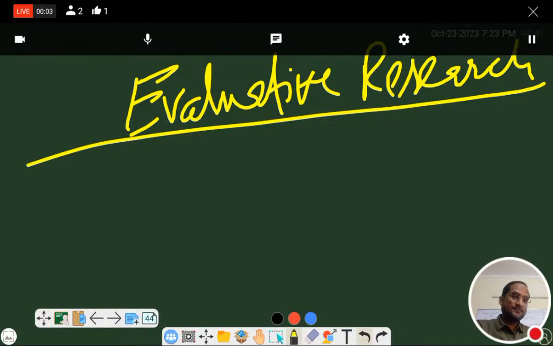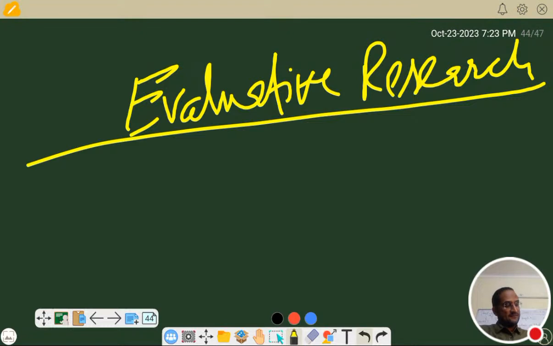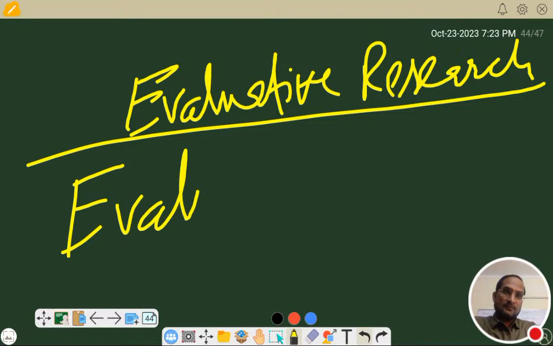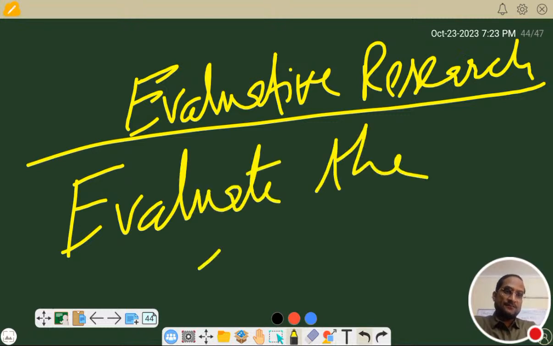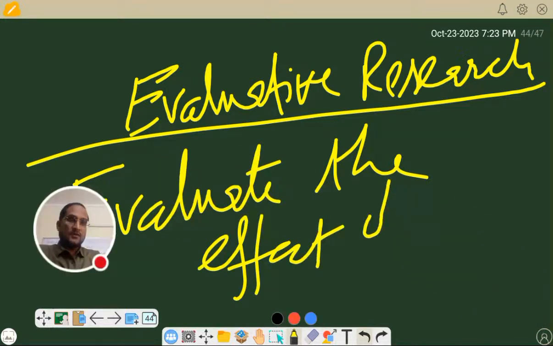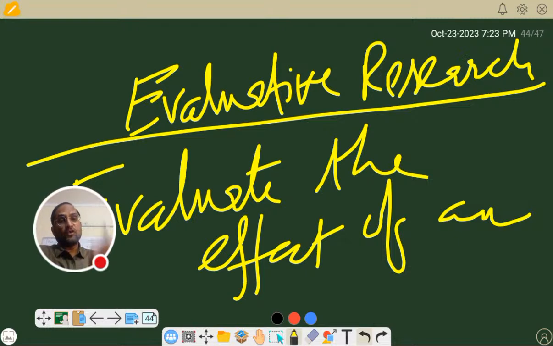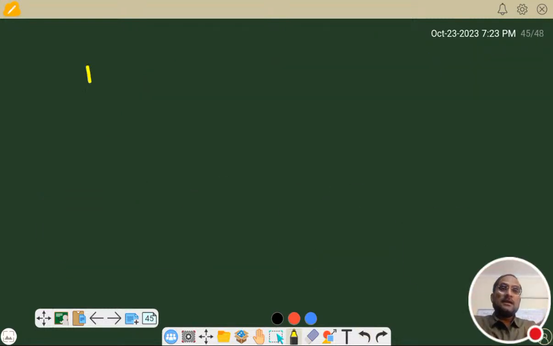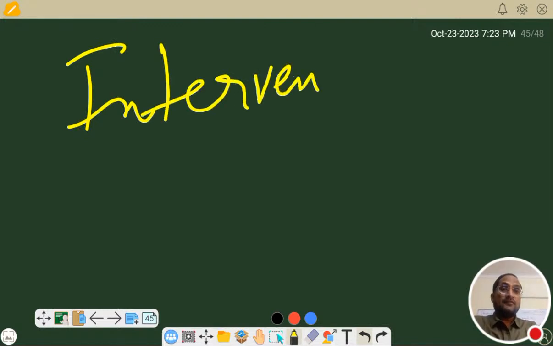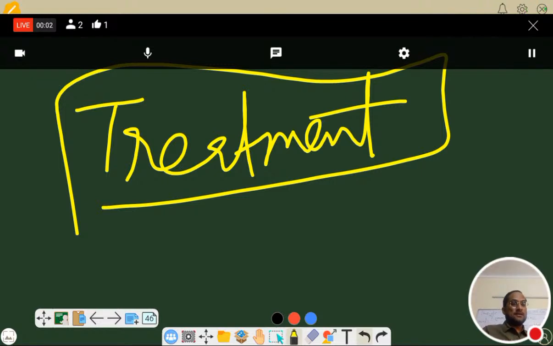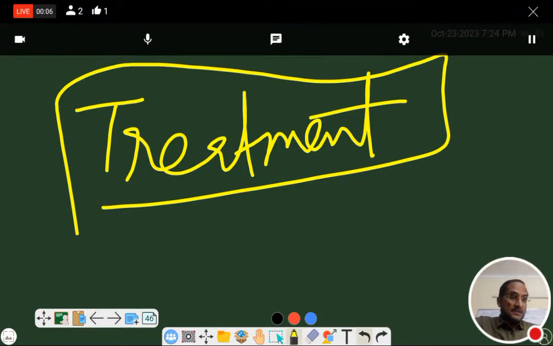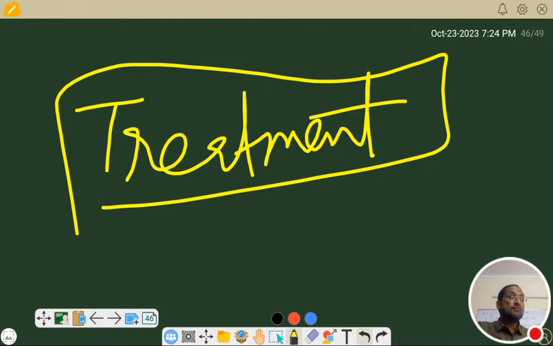Evaluative type of research, evaluative research, as the name suggests itself, they evaluate the effect of what? Of an intervention. And when we say intervention, in the evaluative type of research, the researcher is evaluating the effect of an intervention or a policy.